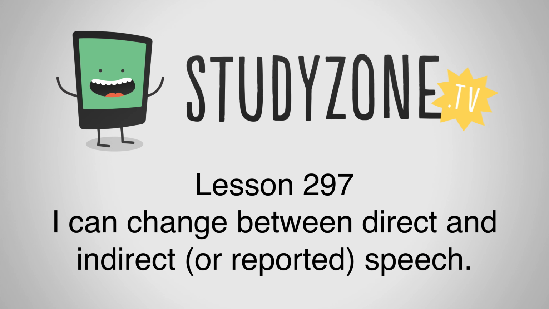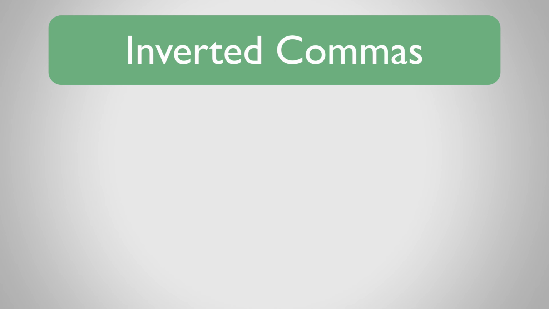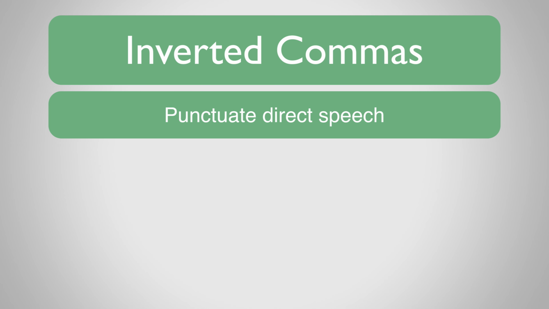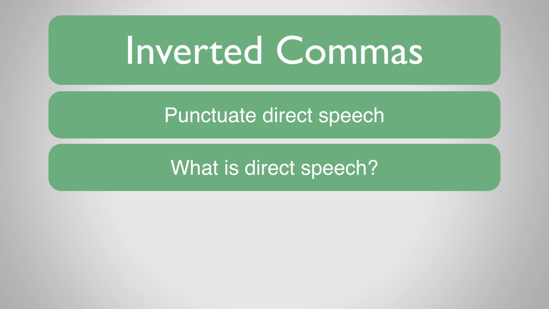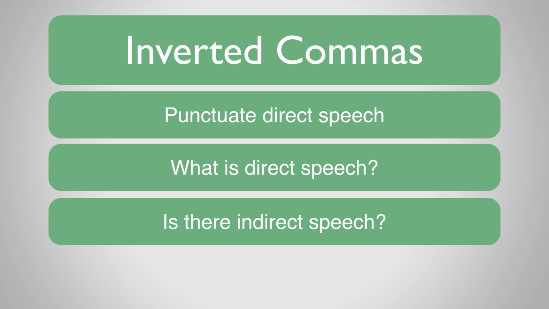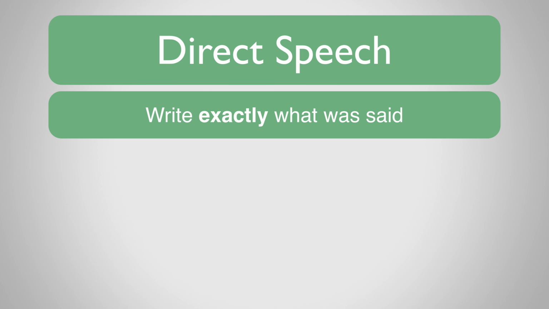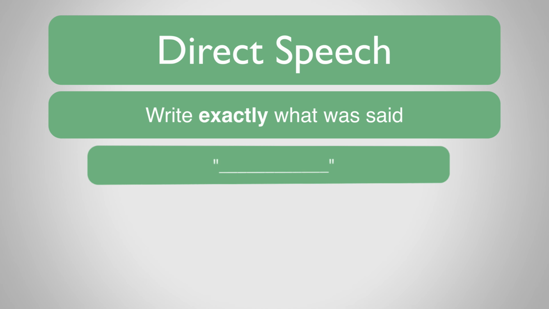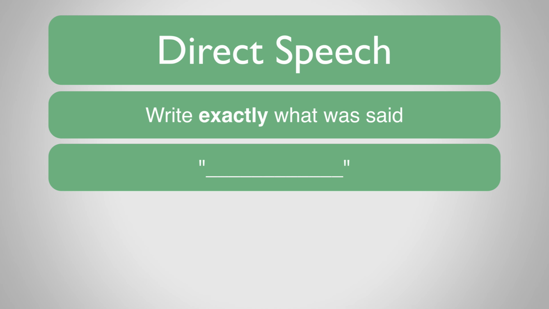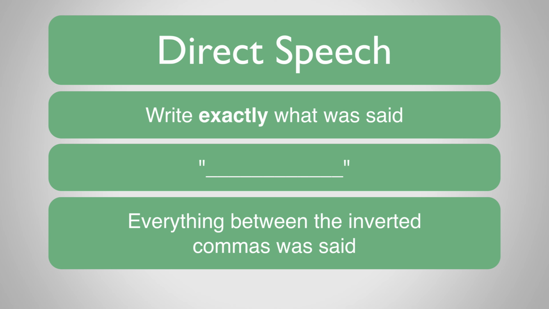We already know that inverted commas, also known as speech marks, are used to punctuate direct speech. So what is direct speech? And is there an indirect speech? Well, yes, there is. Direct speech is where we write exactly what someone said, word for word. We use inverted commas to show exactly what words were spoken. Everything between the inverted commas was said.